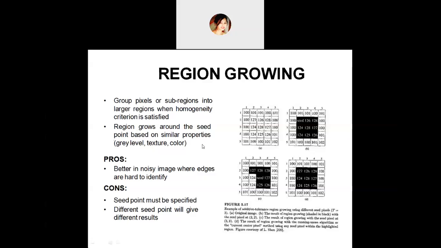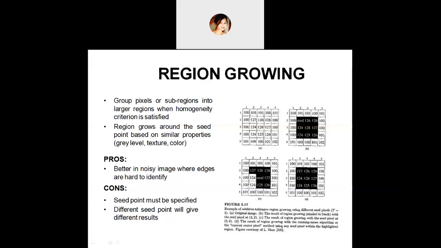Then region grows around the seed point based on the similar properties. Seed point means the root pixel, and it is based on similar properties. It may be gray level, texture, color, or intensity. The advantage of region growing is that it is better used in noisy images where edges are hard to identify. So region growing is best used in noisy images where the edges are hard to identify.